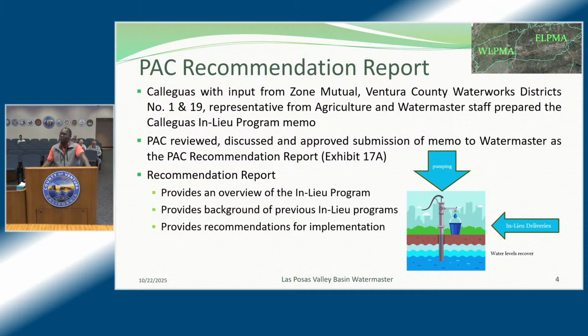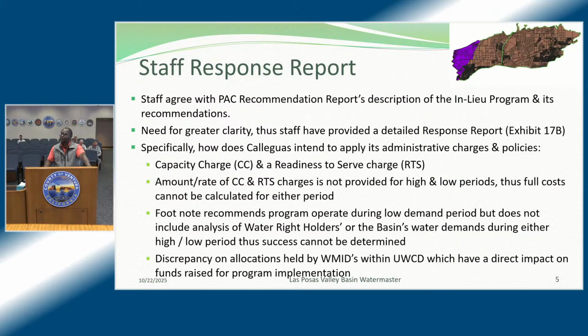And it also provides recommendations for implementation. One of the key differences with the previous program implementations is that you'd have agreements between Cayugas and the purveyor, obviously approved by the GMA. In this case, this would be an agreement between Watermaster and the purveyor, such that the Watermaster pays the difference from the cost of importing Cayugas water and pumping and the associated charges there.